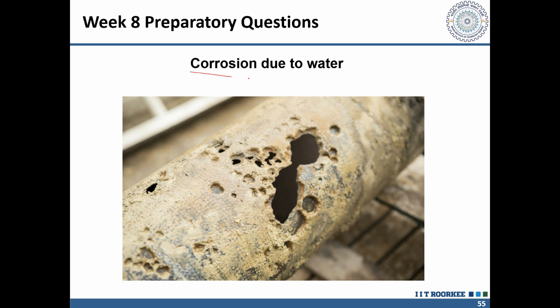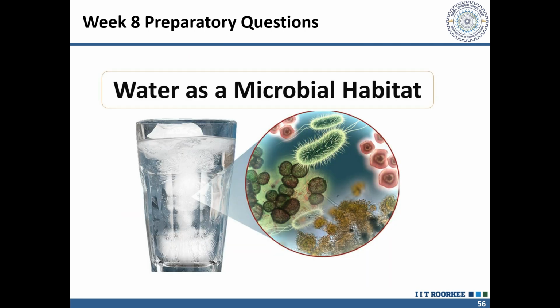Also, we know that corrosion is mostly caused by water. We have seen this in our daily lives also. And microbial habitat is favored by water. Where there is water, microbes will grow over it, such as fungus, yeast, molds, and bacteria. All of these grow near water only. So the correct answer for this was that water promotes corrosion.